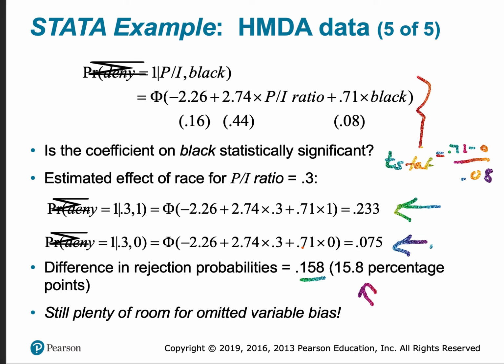There is still room for omitted variable bias, so we want to control for more demographics, but this is the idea of what we're doing here. In the next video, we're going to discuss another model, which is called the logit model, but is similar to the idea behind the probit model.